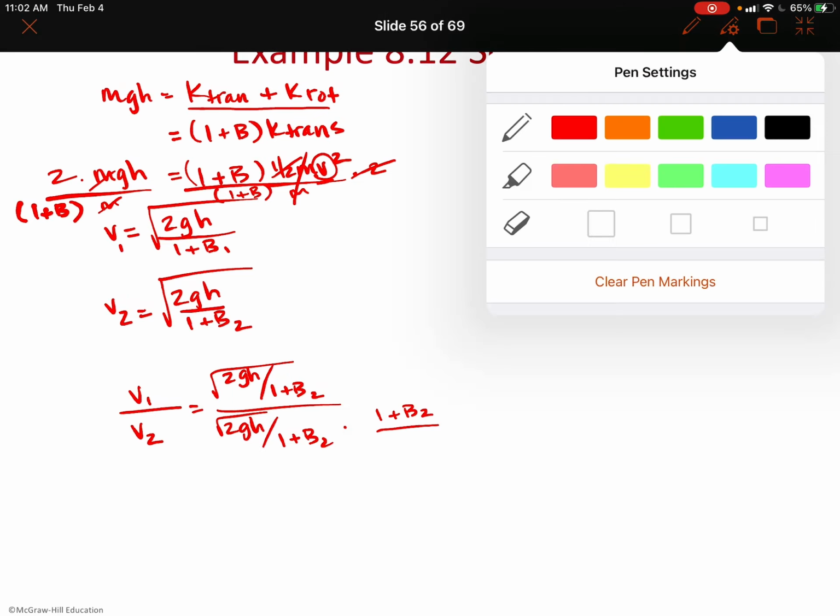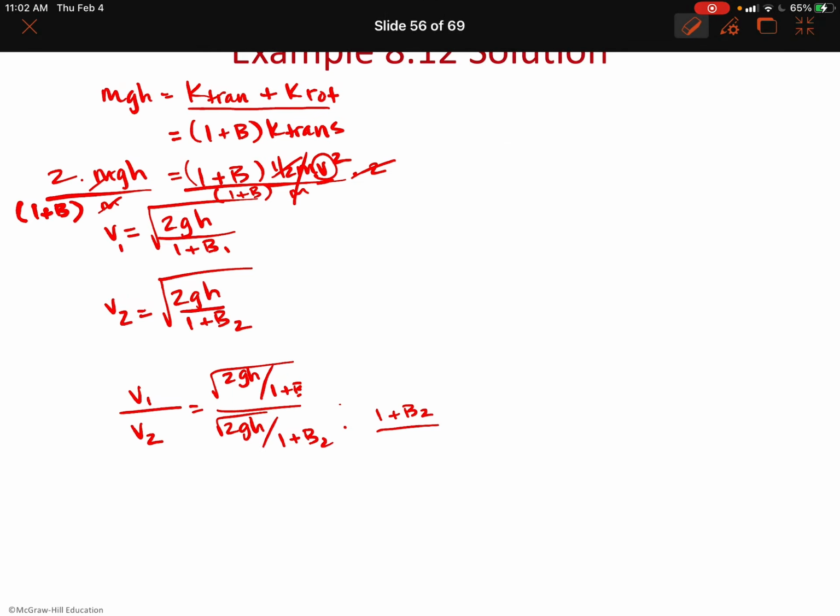I put beta 2 for both of them. This is beta 1, if you were wondering why I did that. That was a mistake. I know you can't imagine that. That was a joke.